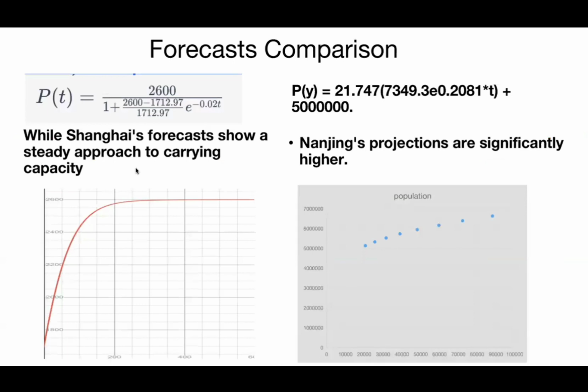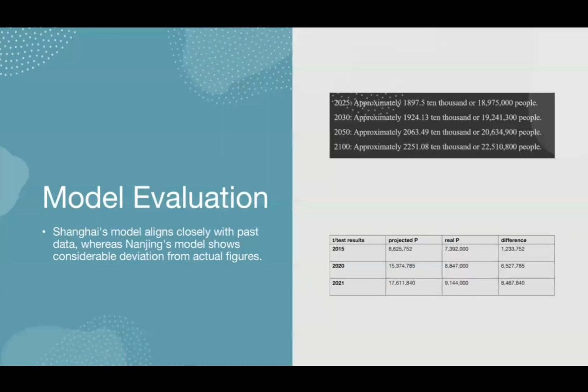Now let's do some comparison about the correctness of the forecasts between these two models. First, in the case of Nanjing, my model is shown in a PowerPoint. To test the correctness of the model's forecast, I first calculate the populations using three groups of data in the past, as shown in the table. The projected P column is what I get using my model, and the real P column is the real populations in the 3 years. I also calculate the difference between the projected ones and real ones to see the gap between my model's forecasts and the real world data. From the table, we could see my forecasts are greatly larger than real numbers. The difference went up and up as years passed.